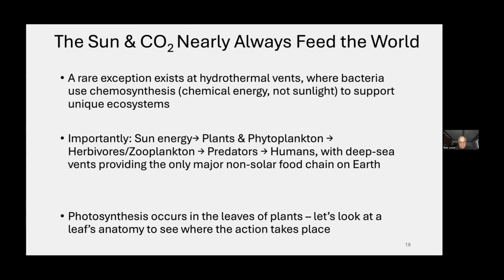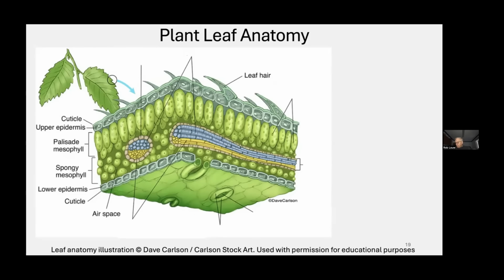Now, photosynthesis on land occurs in the leaves of plants. So what I'd like to do is take a look at the leaf's anatomy to see where the action takes place. And here's a diagram of a plant leaf.